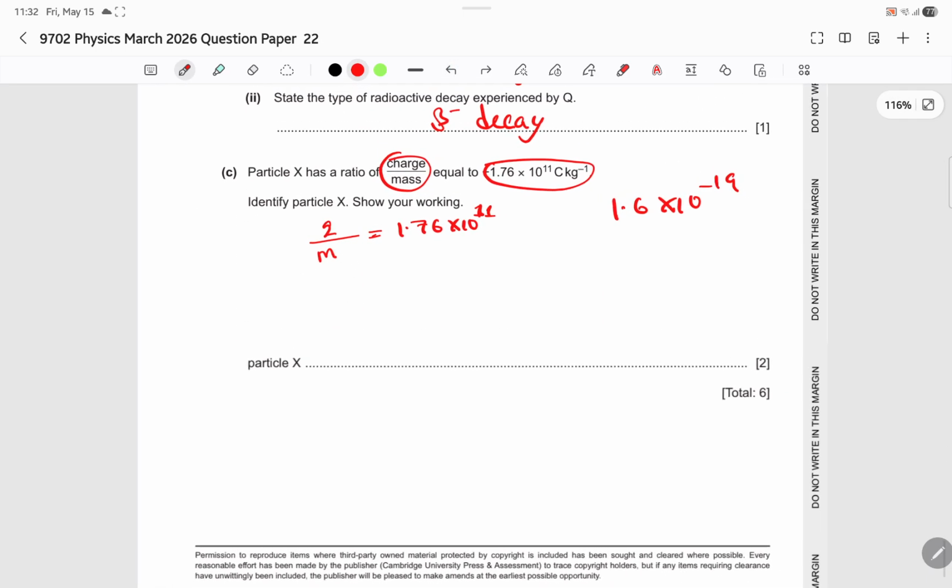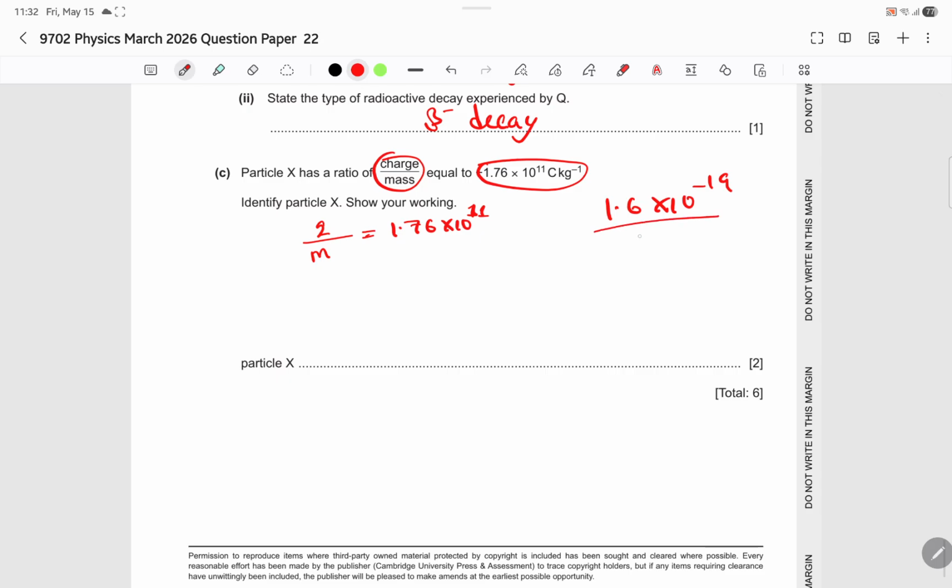By that logic, if we divide this by 1.66 into 10 to the power minus 27, we get 9.6 into 10 to the power 7, which is not equal to this. Okay, so this is not the right way to do this. This was the charge and the mass for the particle X we have to find.